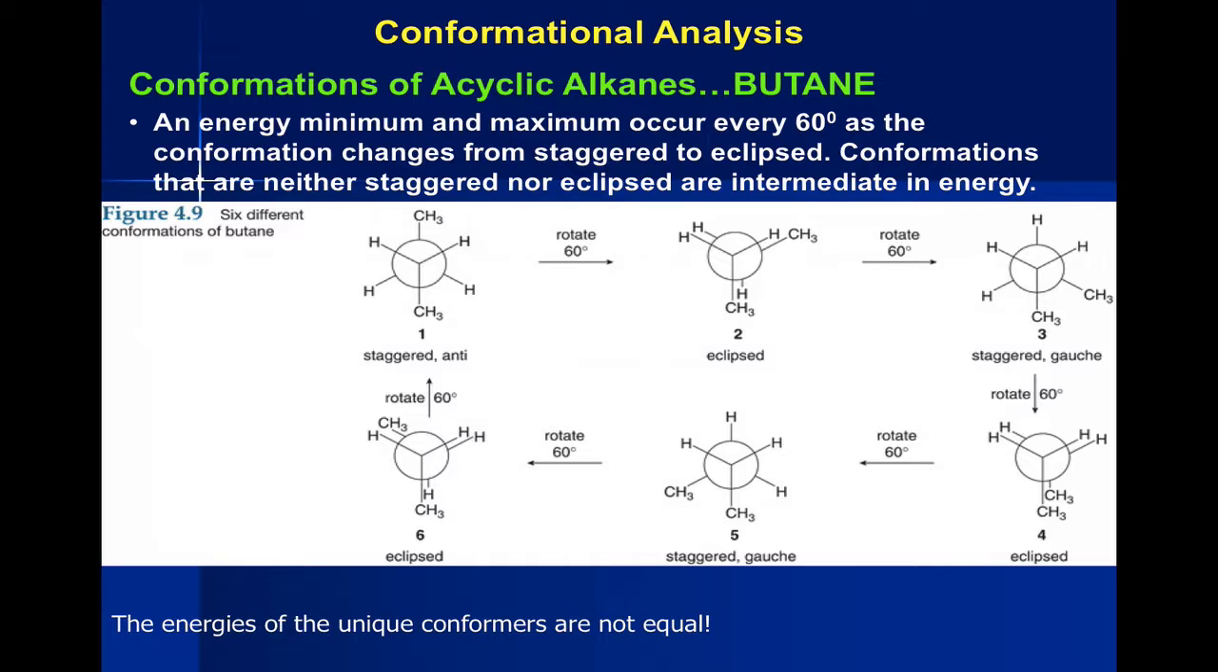Now notice we can rotate an infinite number of degrees, right? I mean, you can divide a circle by infinity. But we typically look at these as 60-degree rotations. So what carbon is actually being rotated here? And which one's holding steady? The back carbon is being rotated, right? So I have this to start with, which is called the staggered anti.